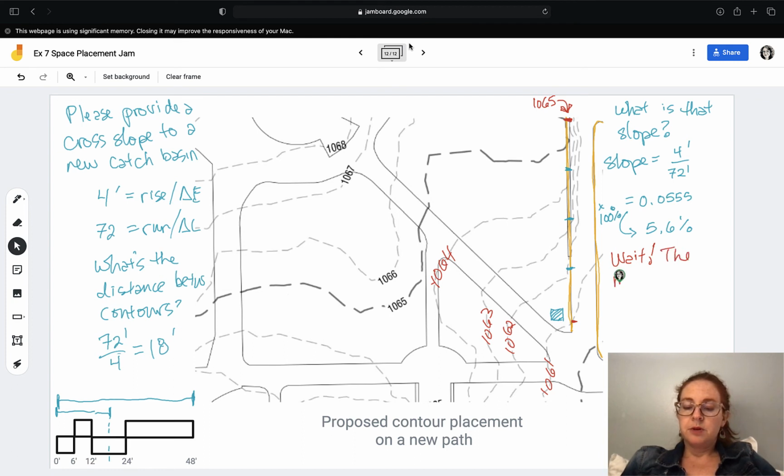The maximum slope is 5%. Okay, so we're going to stop here and go, all right, where's my wiggle room? And my biggest wiggle room at either end of this to figure out how to adjust my contours.